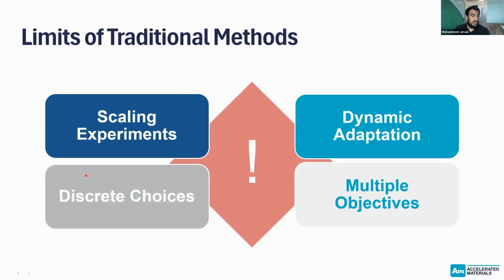Discrete choices. With DOEs, this can drastically increase the number of experiments needed to assess all of these choices and the combinations of these discrete choices. And we've already discussed how multiple objectives can be quite difficult to tackle using these techniques.